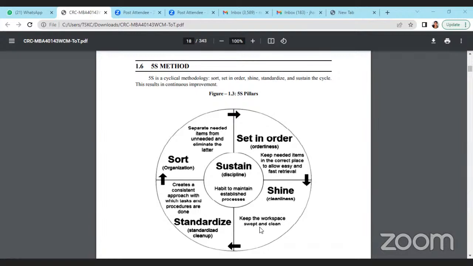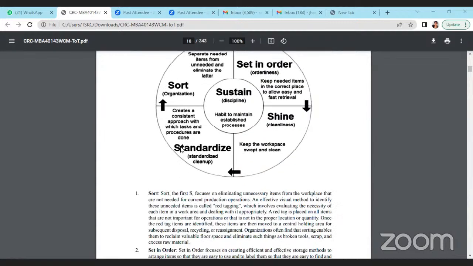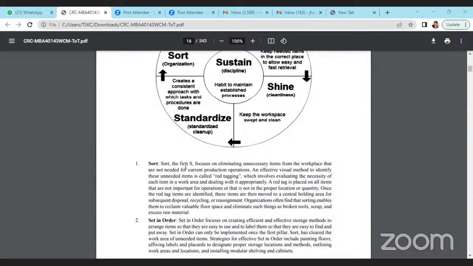Next, keep the workspace swept and clean. Shine means that in an organization, cleanliness has to be maintained. Standardize creates a consistent approach to how tasks and procedures are done. And sustain is discipline, the habit of maintaining the established process. So this is the 5S method. You can just look here. The first is to focus on eliminating unnecessary items from the workplace that are not needed.